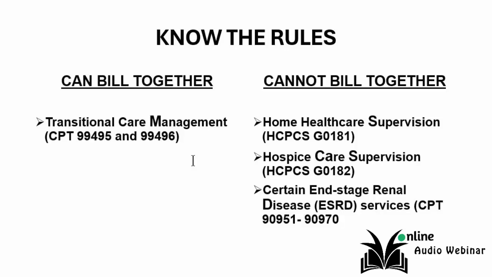What you cannot bill CCM with is if you're billing for home health supervision, G0181, or if you're billing for hospice care supervision, G0182, or if you're billing for certain end-stage renal disease codes, which are 90951 to 90970. If you're billing for any of those codes, then CCM is going to be rejected.